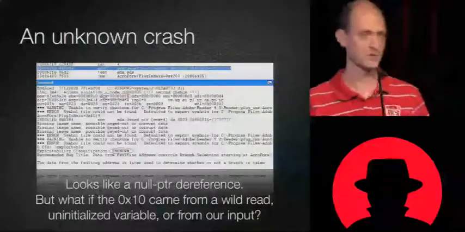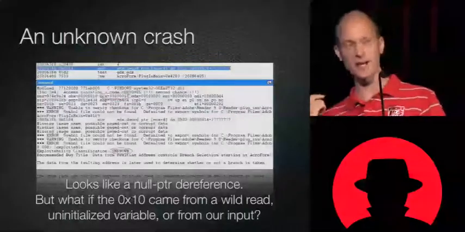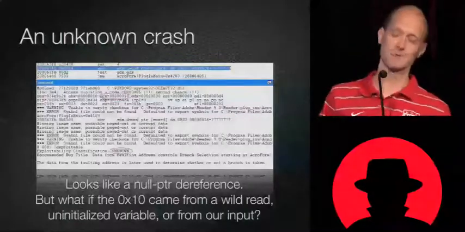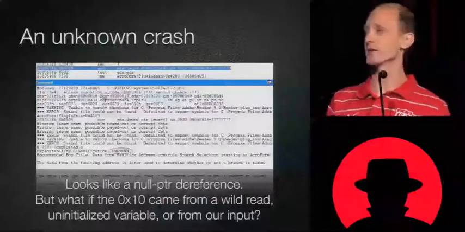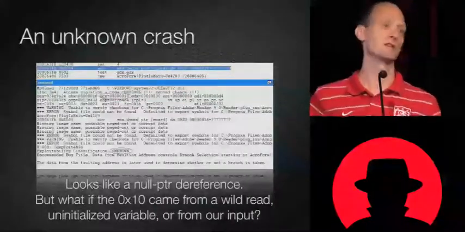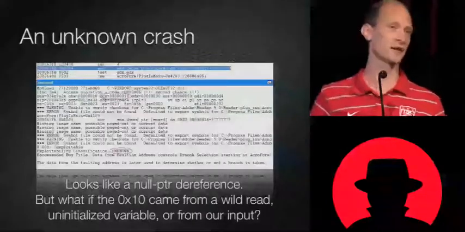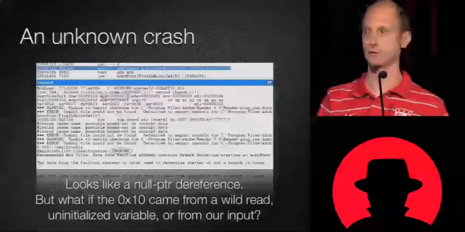So if I was looking at this, I would probably say it's probably a null pointer reference, but I would have sort of a nagging feeling in the back of my head, like, well, maybe it's not, right? So what happens if that 10 came from a wild read? It could have been some other value, and then maybe it writes to that value, and it would have been exploitable, and I would have been really mad if I missed that.